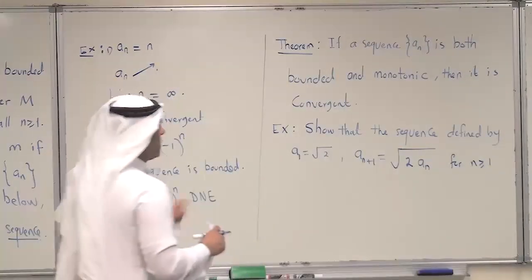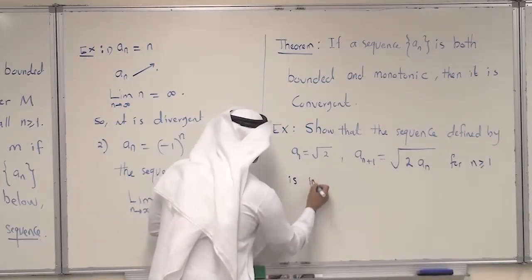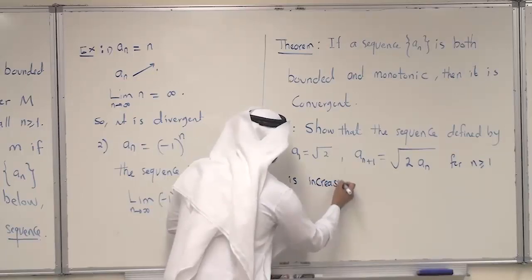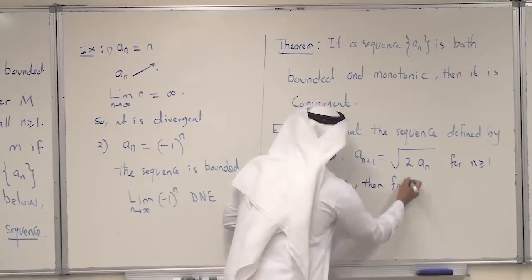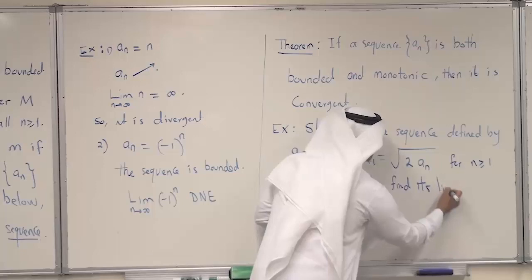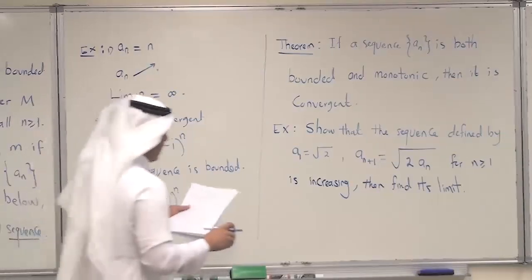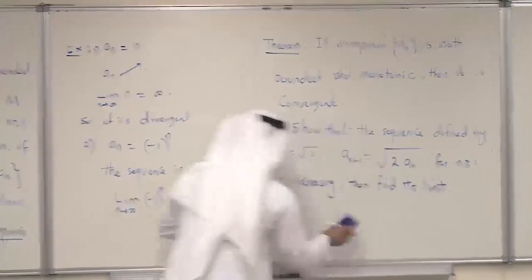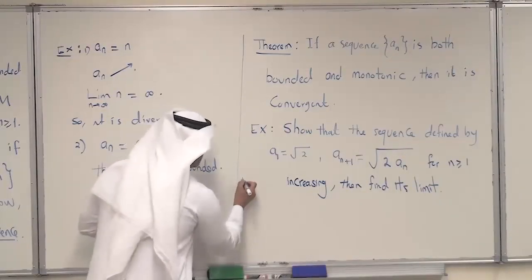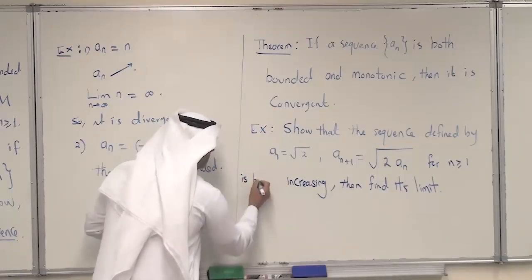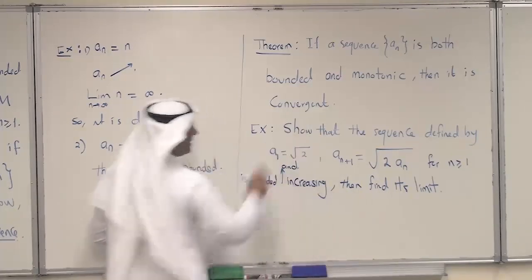The question says, show that this sequence, which is defined by this, is increasing. Not only this, then find its limit. Prove it is bounded and increasing. We need two properties, as we said: the sequence is bounded and increasing. Show that this sequence is bounded and increasing, then find its limit.